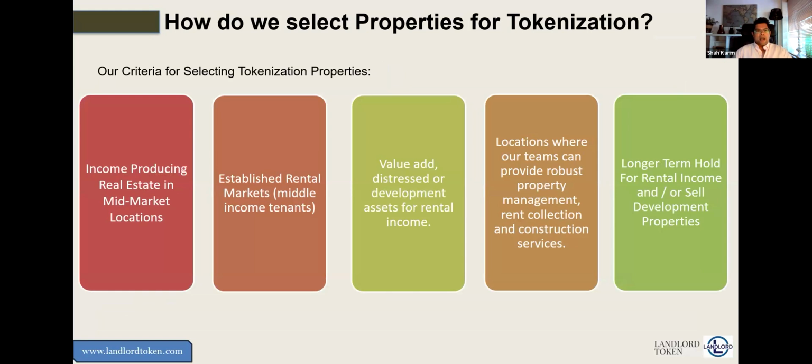So the question is, how do we select properties for tokenization? Well, we have a strict criteria for the properties we tokenize. We focus on selecting income-producing real estate of various types. As I mentioned, that's apartment buildings, duplexes, mixed-use properties, and occasionally single-family houses. What we do is that we focus on mid-market cities, which have a significant and rising middle-income renter population. Also, cities that have a decline of home ownership.